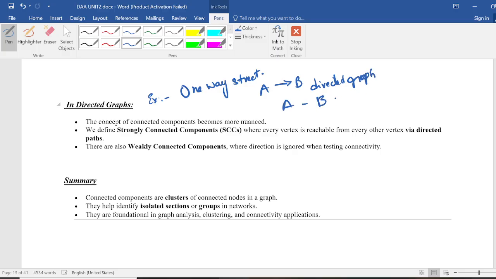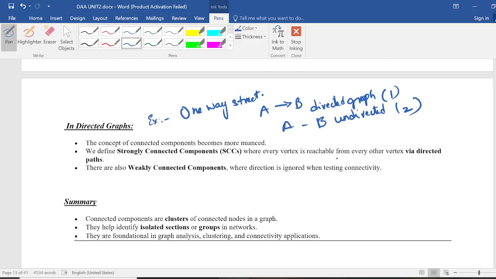A to B, this is undirected or two-way. This is directed or one-way. Okay. The major difference between the two graphs. Point to be noted. A directed graph shows which directions things can move or flow between points.